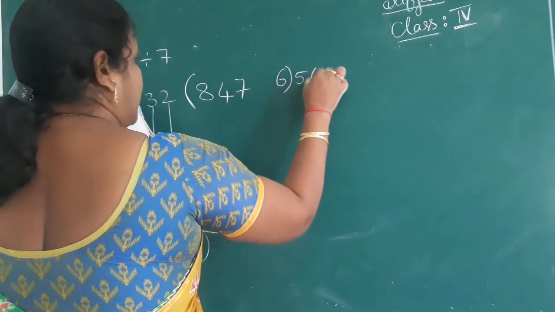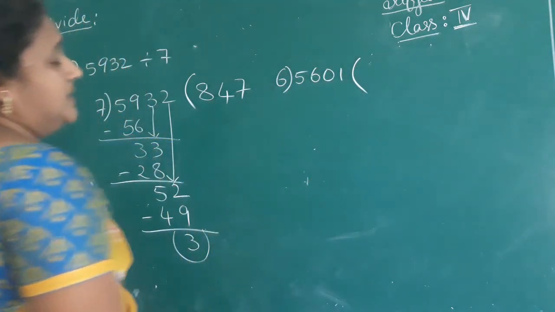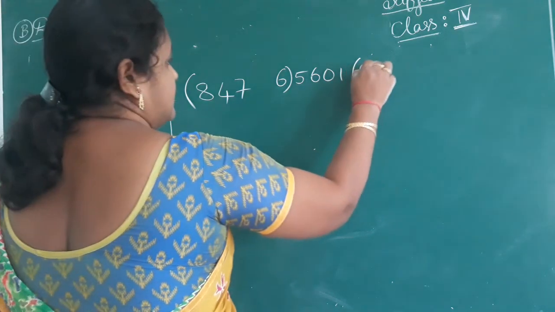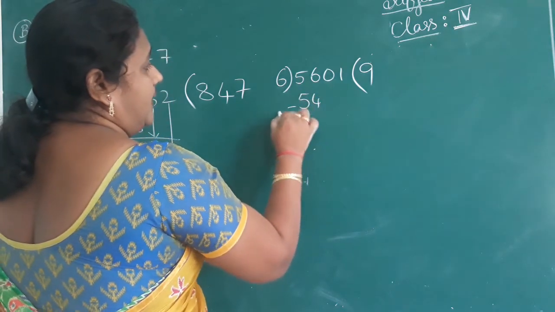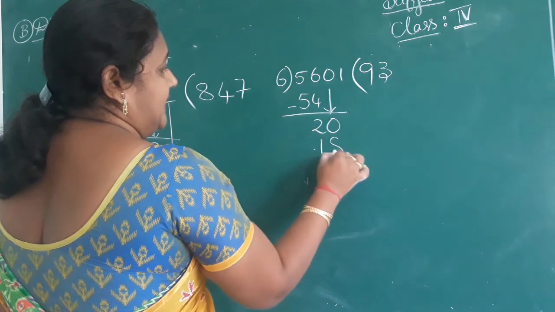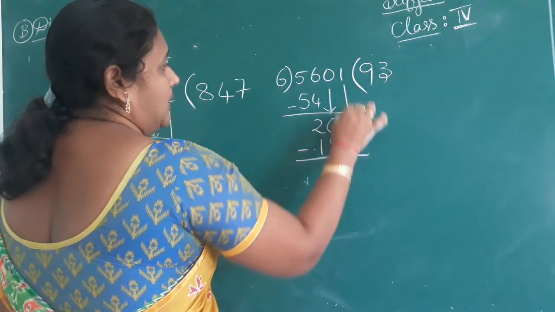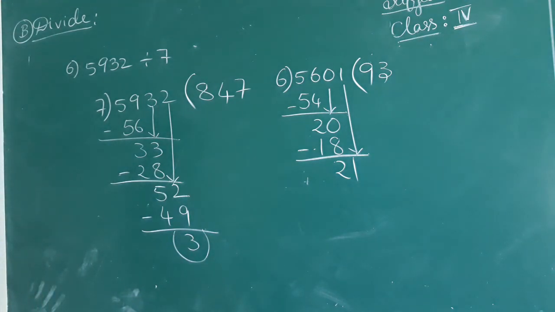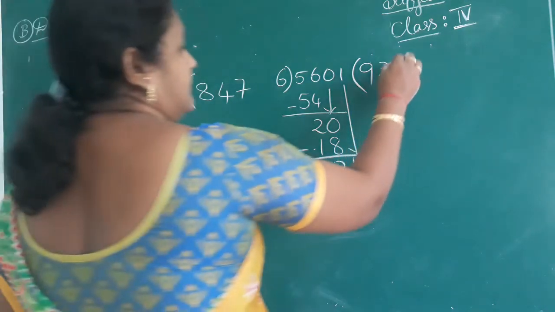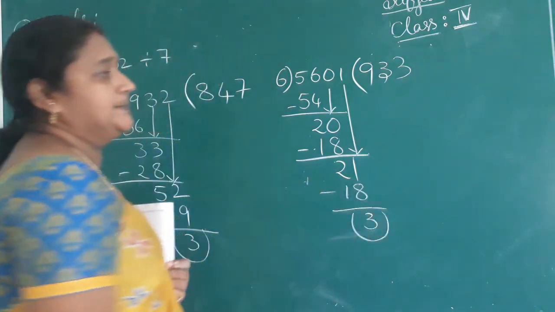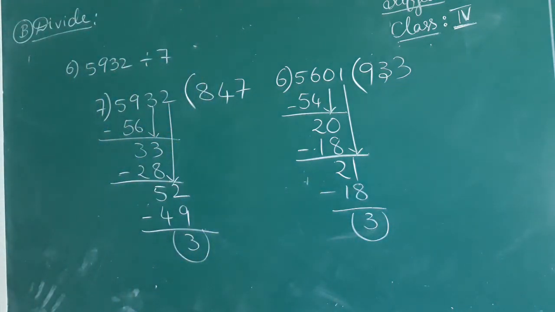6 divides 5601. In 6 table which comes nearer to 56? 6 nines 54. Remainder 2. Now drop down 0. 20, 6 threes 18. Remainder 2. Now drop down 1, 21. In 6 table which comes nearer to 21? 6 threes 18. Remainder 3. Okay, see the next one, Amma.